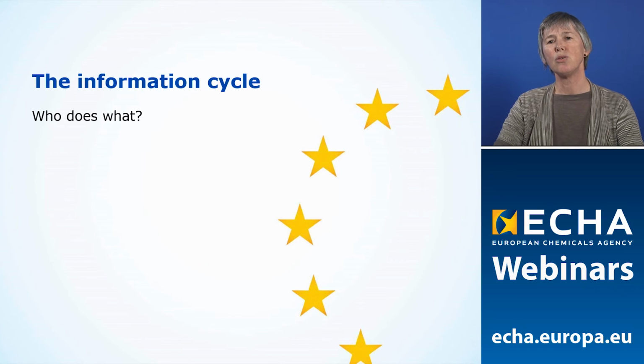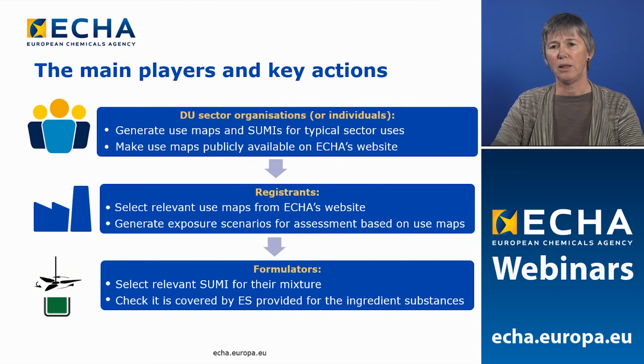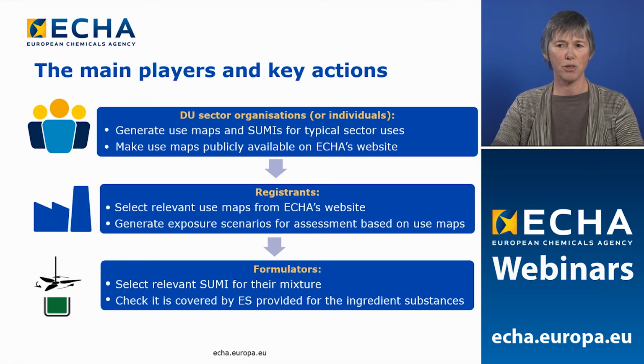So now I'd like to talk a little bit about the information cycle and really who does what within this cycle. Essentially, we have 3 main players or groups of players. We've got the downstream user sector organisations, the registrants, who can be manufacturers or importers, and the formulators, who are, if you like, that important link in downstream users between the registrants and the end users.